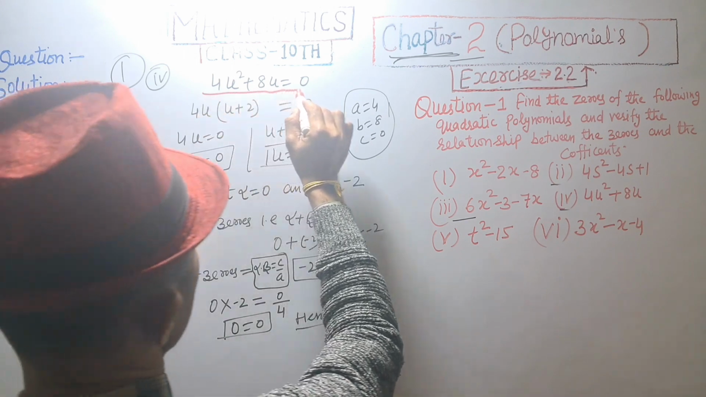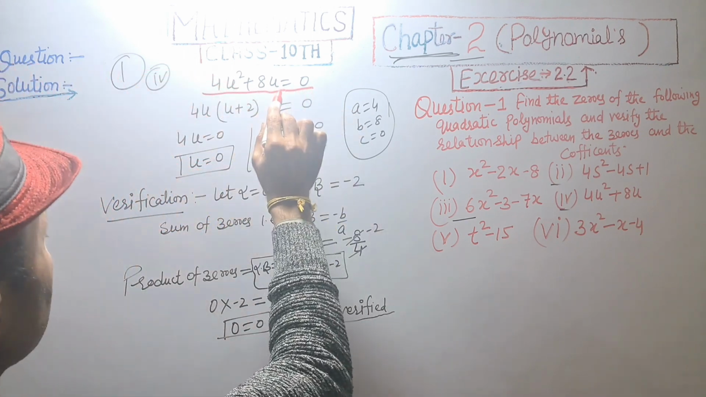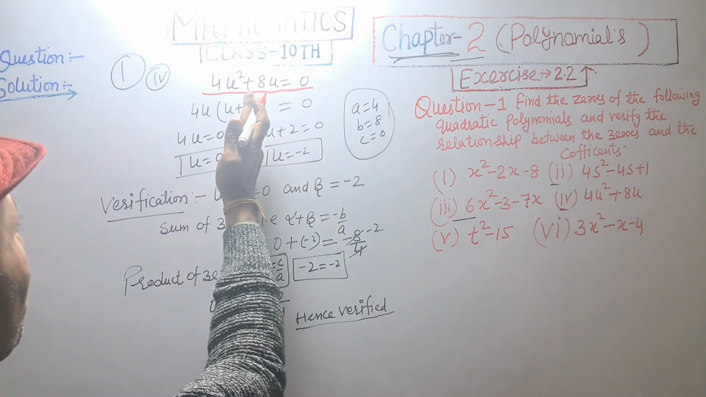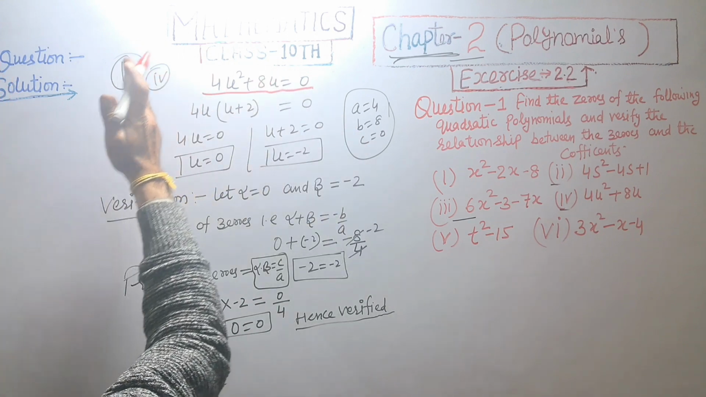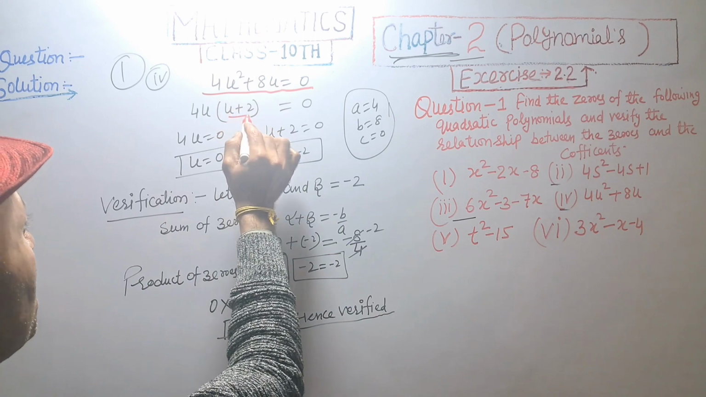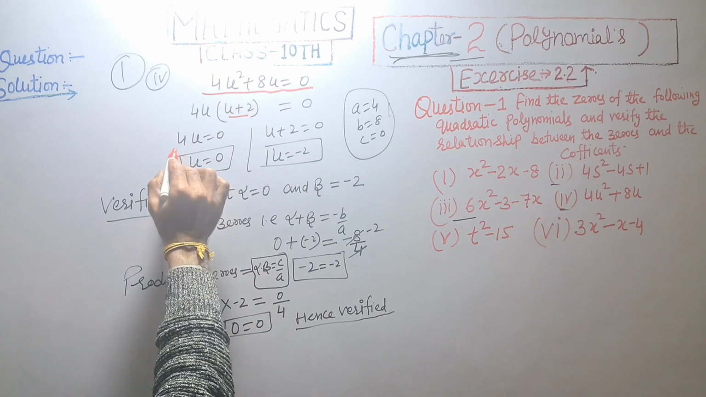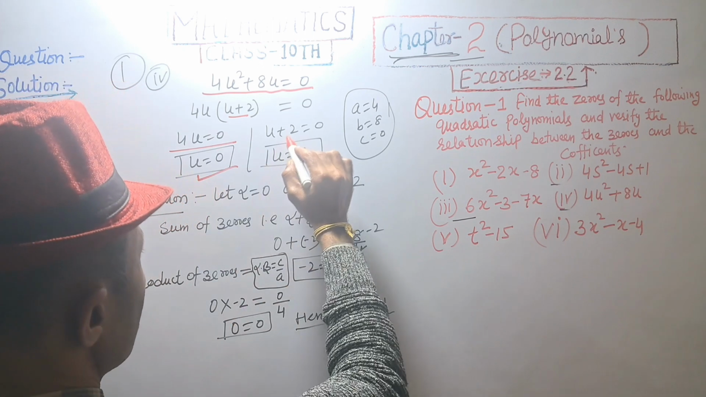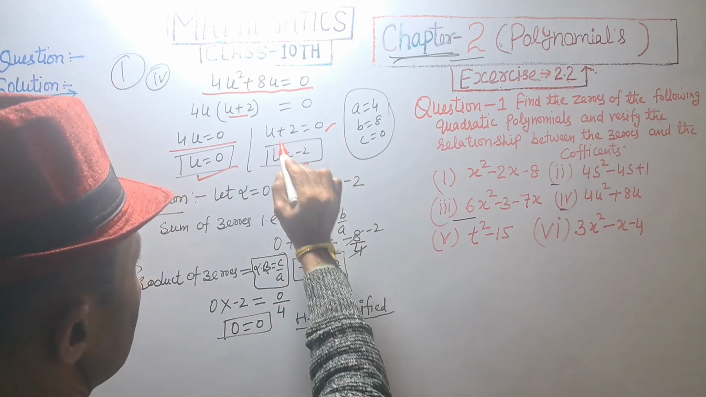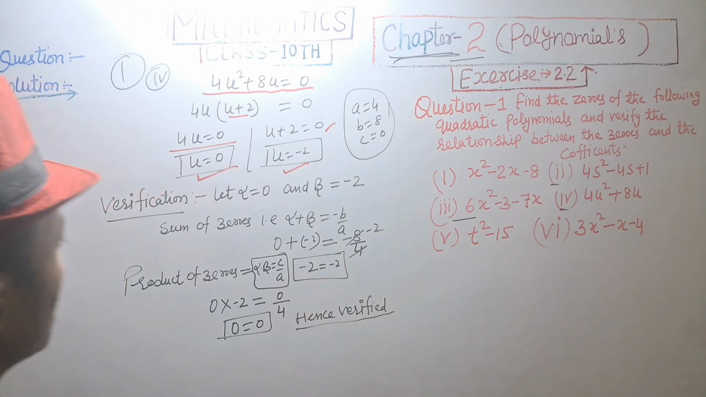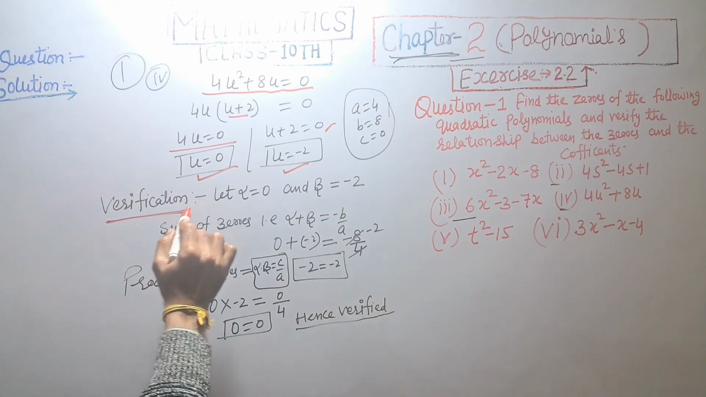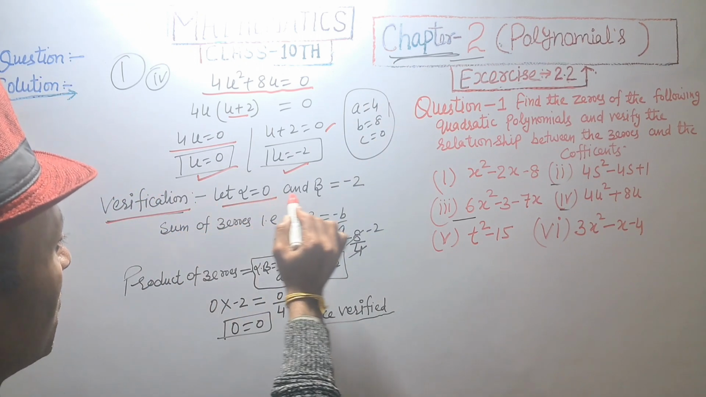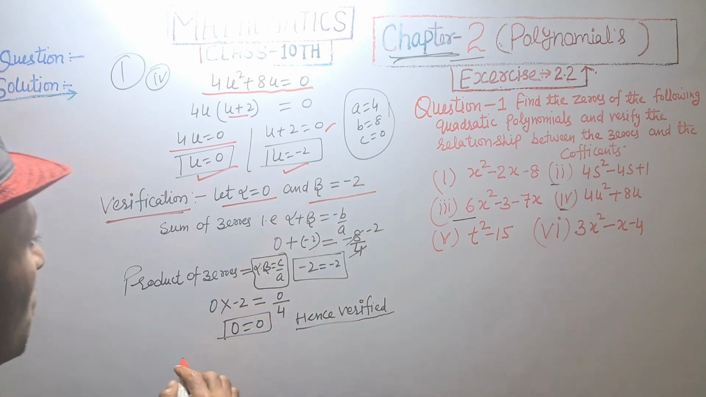Given quadratic polynomial is 4u square plus 8u equal to 0. We are taking common 4u, and in bracket u plus 2 equal to 0. 4u equal to 0 means u equal to 0, and u plus 2 equal to 0, then we get the value of u is equal to -2. Verification: let alpha equal to 0 and beta equal to -2.